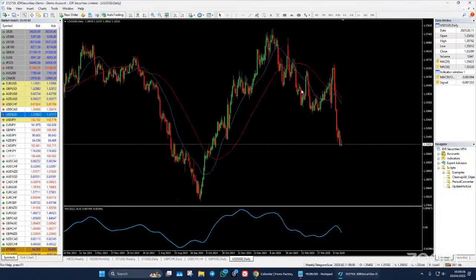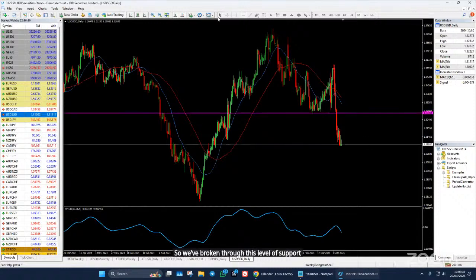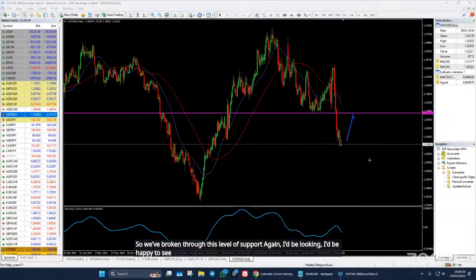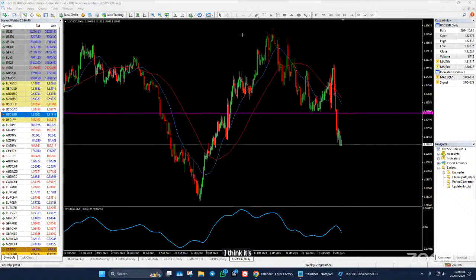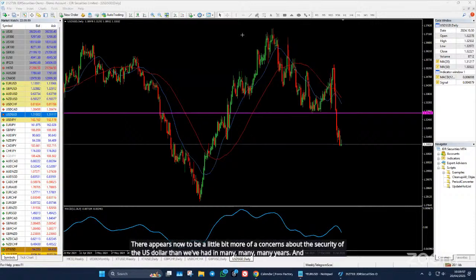Dollar Sing. Okay, so we've broken through this level of support. Again, I'd be happy to see any kind of a pullback here and a continuation down. I think it's more likely we'll see the dollar continue to weaken rather than somehow become a pillar of strength again. It's not impossible, but I think it's the least likely outcome. There appears now to be a little bit more concern about the security of the US dollar than we've had in many, many years, and it looks as though there's a movement towards offloading the dollar.